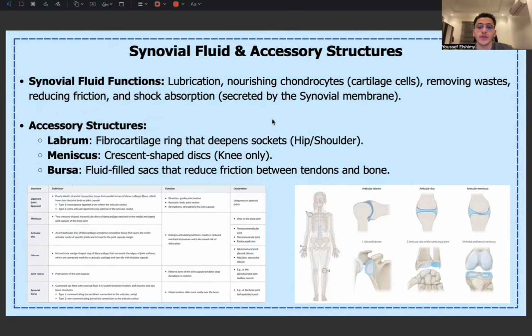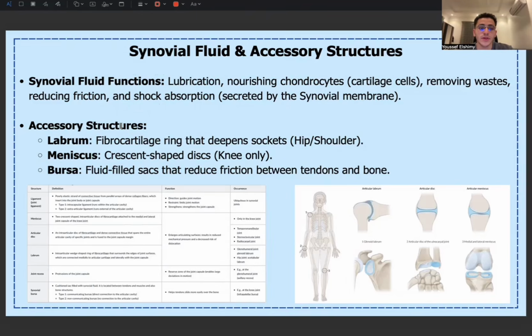Moving on to synovial fluid and accessory structures. We mentioned that synovial fluid is secreted by the synovial membrane and it has a lot of functions. It allows lubrication, nourishing chondrocytes, so giving nutrients to the cartilage cells, removing wastes, reducing friction, and helps with shock absorption. Synovial fluid is also important clinically because a lot of conditions affect its characteristics and consistency, as well as the type of cells found in it. So it is very important clinically whenever we do joint aspiration to check for changes in synovial fluid.